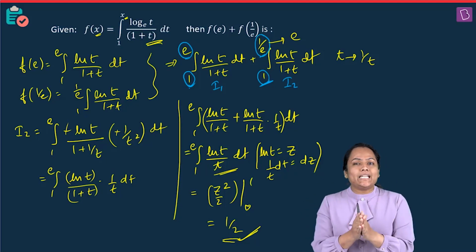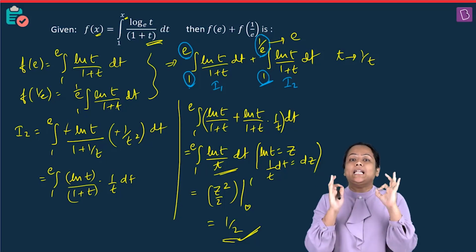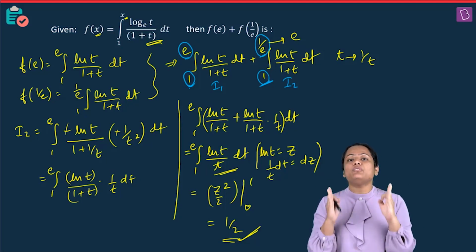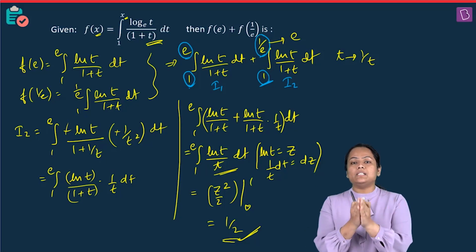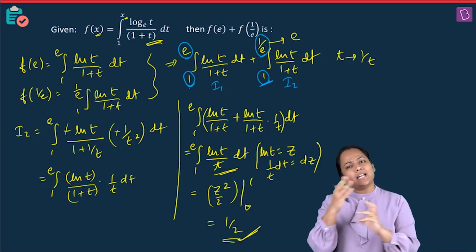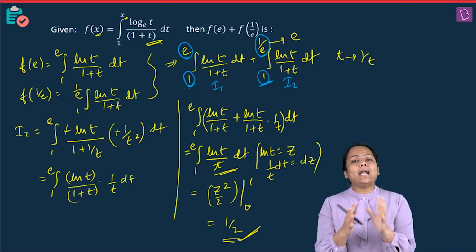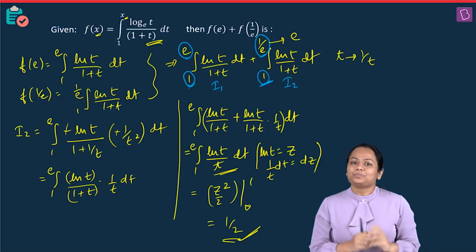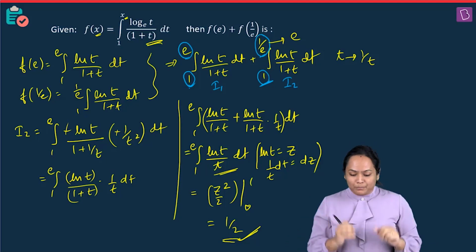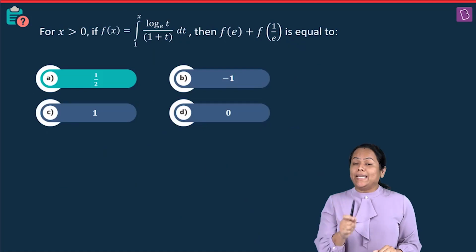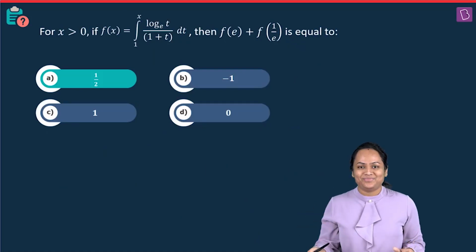Whenever we combine integrals, what do you have to focus on? Limits. Correct. We have to try to bring both the integrals in the same limits so that we can apply something and combine the terms. Understood? Perfect. So the option correct will become A.